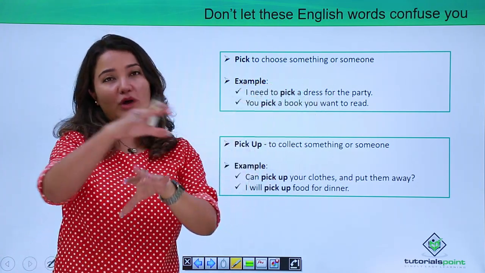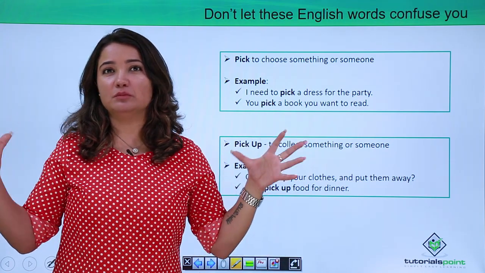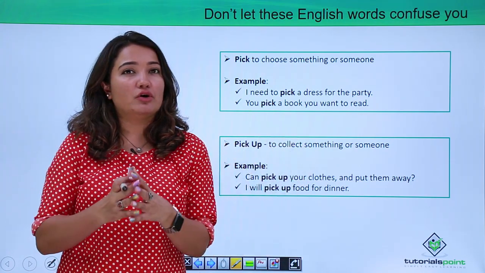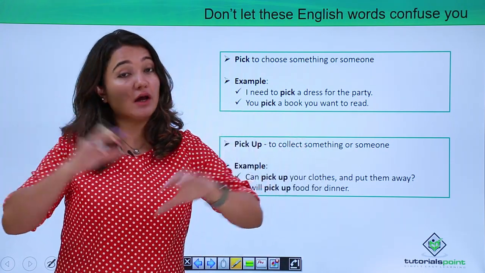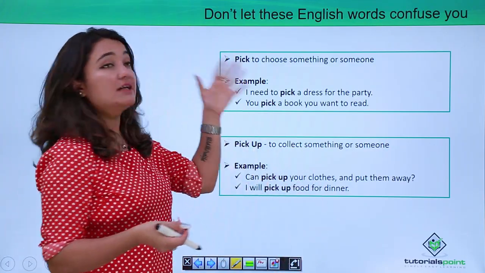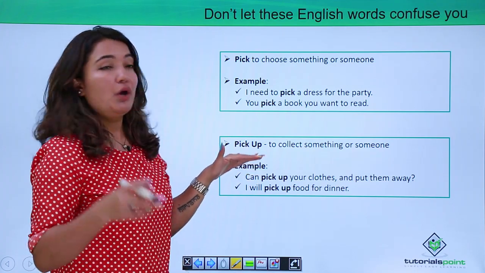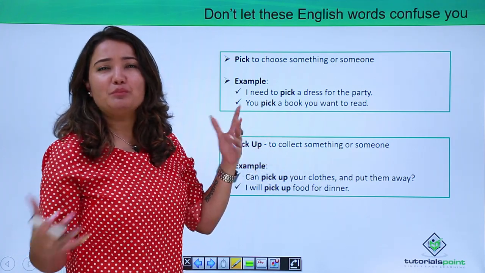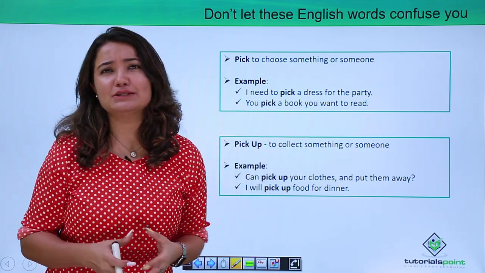So you have a bunch, or a lot of stuff all around, and out of that entire stuff, you have to choose one. That is when you pick. Now, what about pick up? Though we just feel like, okay, it's almost the same.